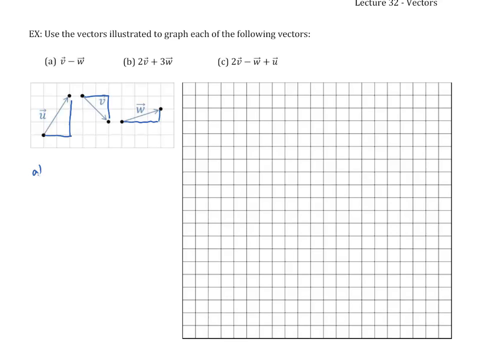Okay, v minus w. So you start with v. Let's start right here. V is this direction. There is v. And then a minus w. Now w would be over 3 and up 2. So minus w would be left 3 and down 1. So this right here is w, but negative.